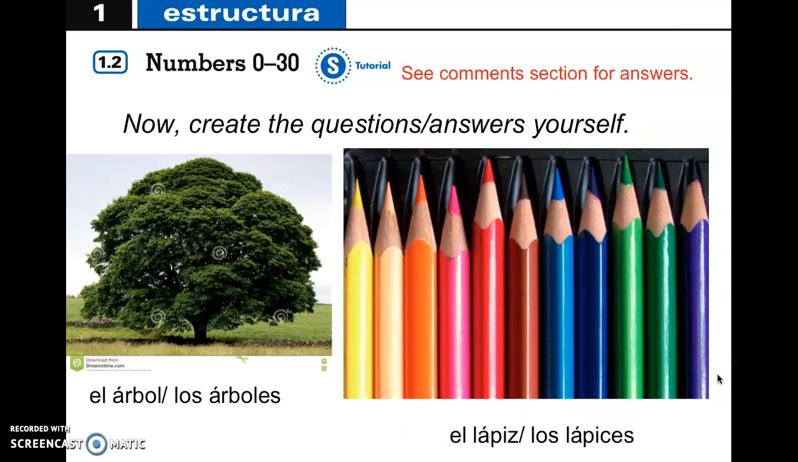Muy bien. Now, on your own, create the question based on the structure we just discussed. So take a break and go back and check if you're not sure and ask about how many trees there are and how many pens there are. The question to this one is, ¿cuántos árboles hay? Hay un árbol. ¿Cuántos lápices hay? Hay un lápiz.